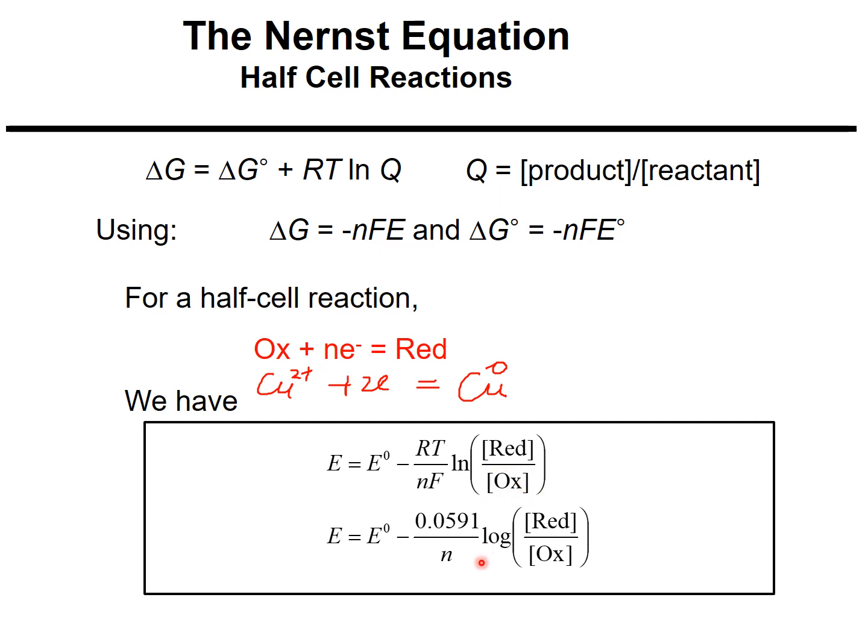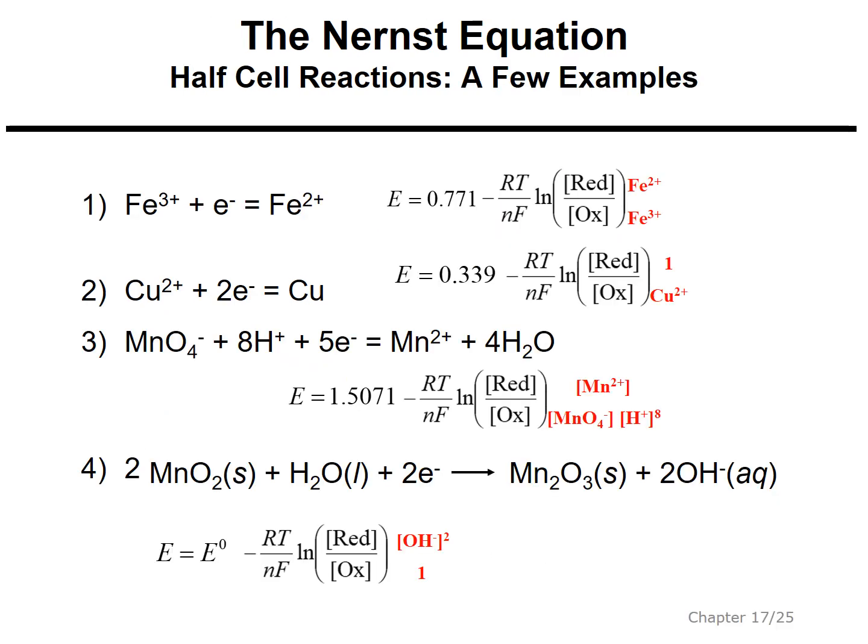At room temperature, a value of about 60 millivolts is obtained with the common log. Anyway, usually we will use this one. Okay, let's go forward. Let me apply the Nernst equation for half-cell reactions to several examples.